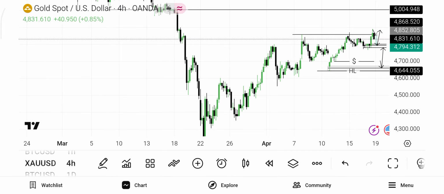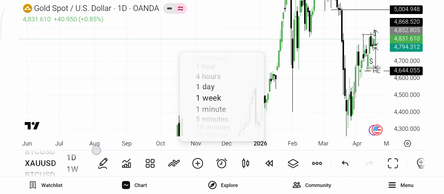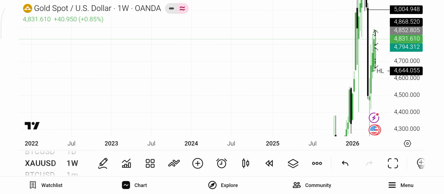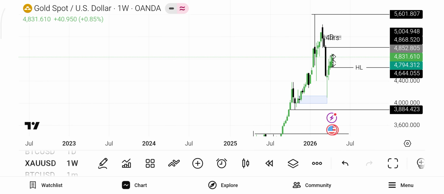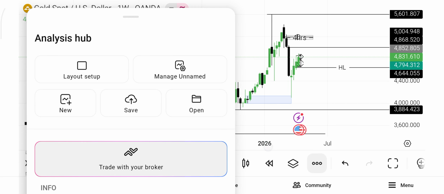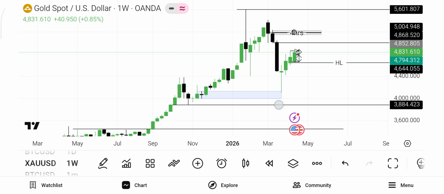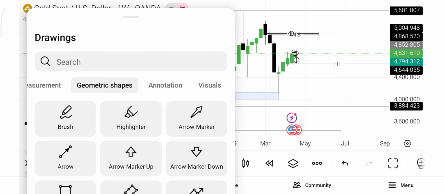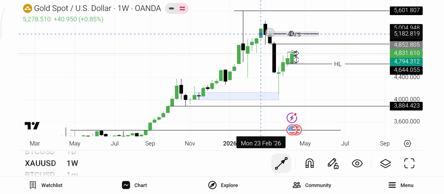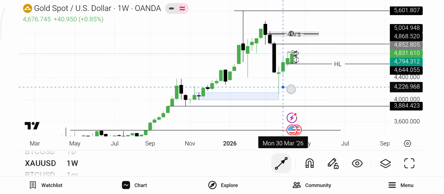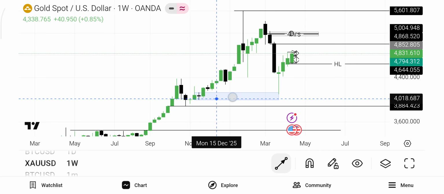I will go to the weekly time frame to show you what happened on gold and why you should keep buying and not sell. We see that gold is on a bullish trend. As you can see, gold is on a bullish trend. But what happened here? We had this drop.